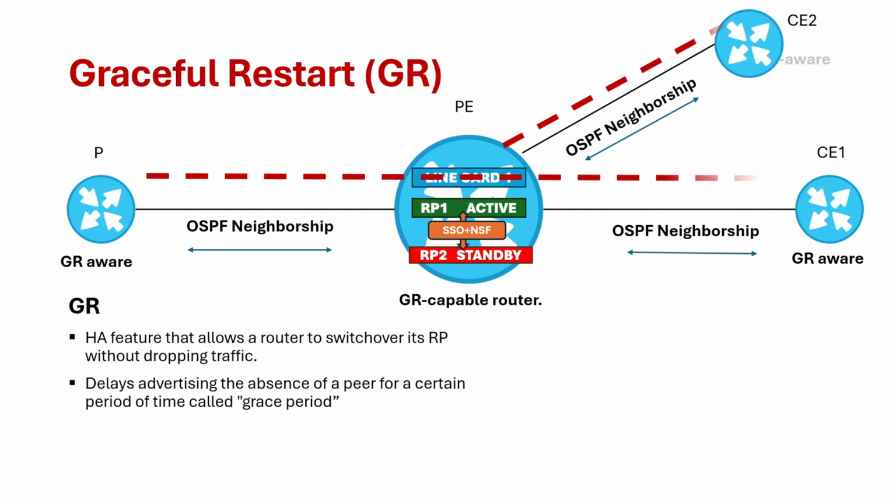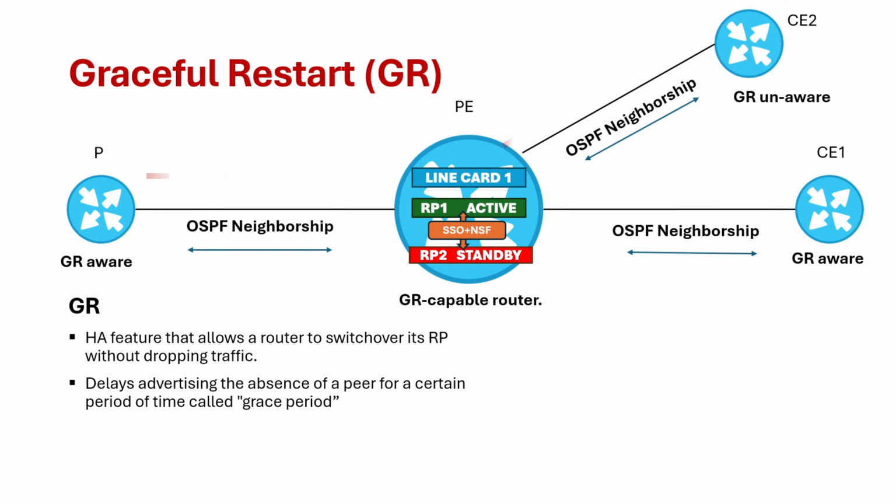Then you have another router which doesn't support GR and is not aware of GR. That is called GR unaware. That is our customer H2 router. Let's see how it works. Now we know the role of the routers. These are important because you will come to know when you know how it works.